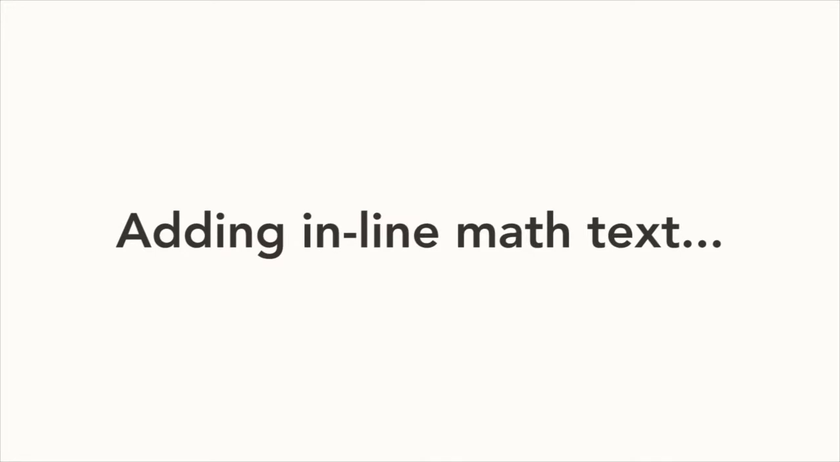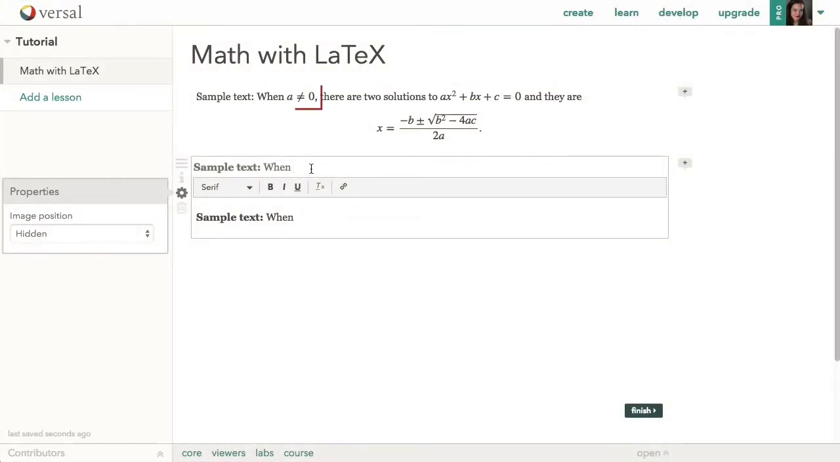To create text that is inline within a sentence like a is not equal to 0 in the sample text, surround your math phrase with $ on either side. So, we'll start this inline text with a $. a is a. To produce the not equal sign, type in \ne. Then, add the 0. To finish the inline phrase, add $ to the end. Check the text field below to view the math rendering in real time.